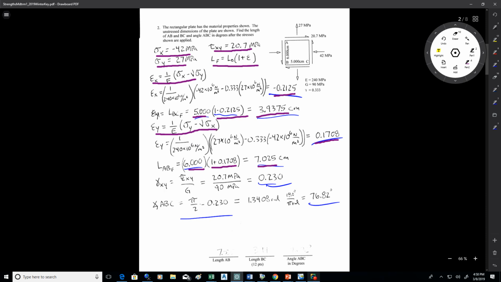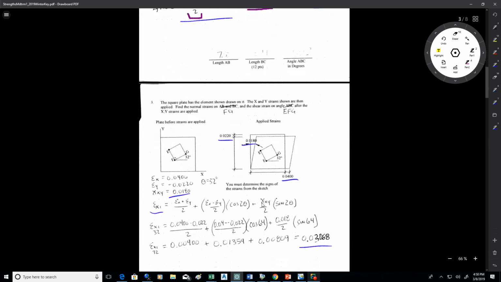The final angle is based on the shear stress divided by G, which gets you the shear strain. 0.23, that's an angle in radians. It's positive, so the angle gets smaller. So take the original 90-degree angle, pi over 2, minus the shear strain. That'll get you 1.3408 radians. Convert that into degrees. The final angle is 76.82 degrees.